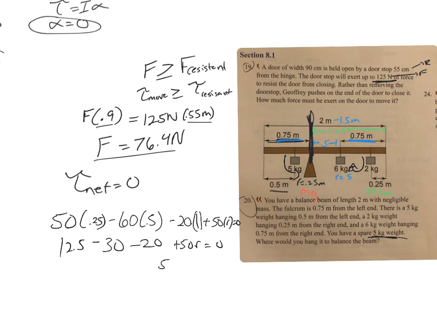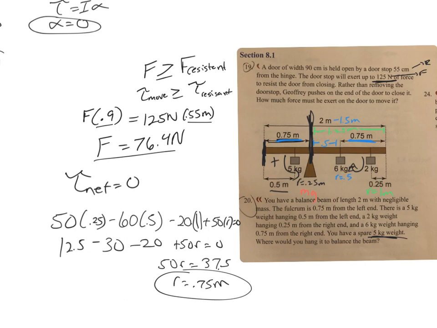And I get 50R equals 37.5. And I am going to solve for this. So 37.5 divided by 50 is a radius of 0.75 meters. And it's on the positive side. I define this as the positive side, so you'd have to hang it right there, right at the end. So you'd have to hang it on the end of the left side.